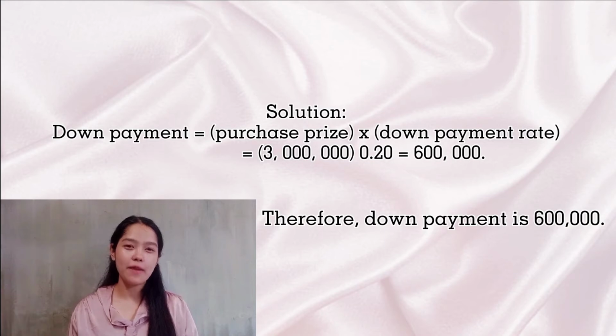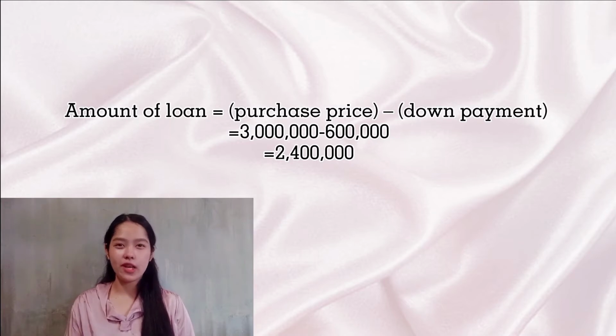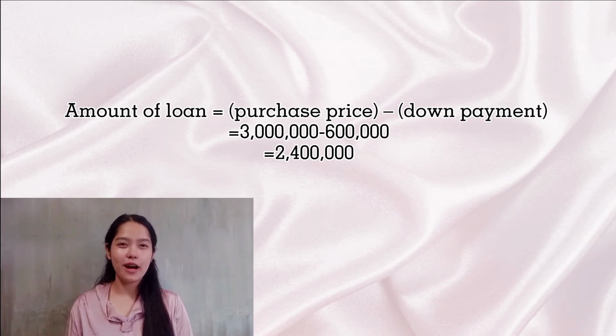Therefore, down payment is 600,000. Then, amount of loan is equal to purchase price 3 million minus down payment 600,000, which is equal to 2,400,000. Therefore, mortgage amount is 2,400,000.